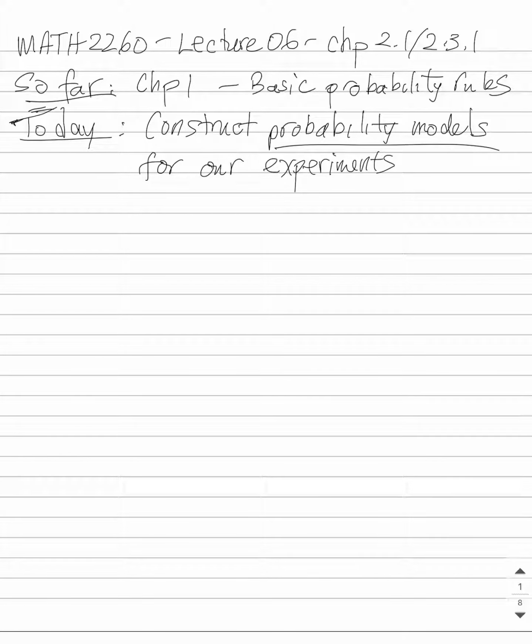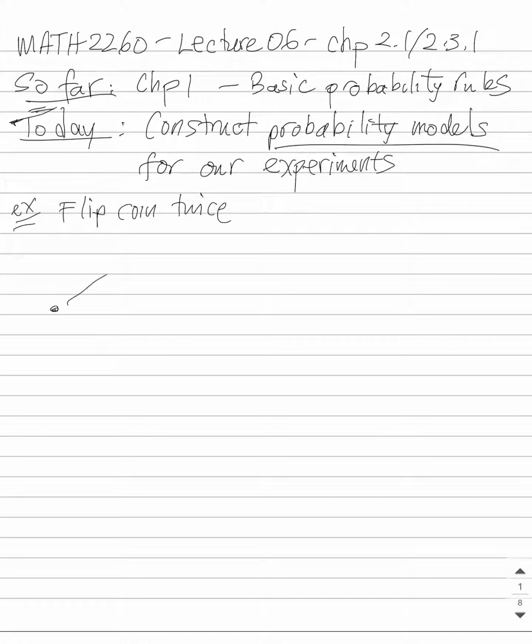So our ultimate goal is to construct what are called probability models for our probability experiments. We would like to have a complete description of all of the outcomes and all of the probabilities associated with those outcomes. And now that we've learned about the probability basics, we can start this process. So as an example, we are going to start with a very simple experiment where we flip a coin twice.